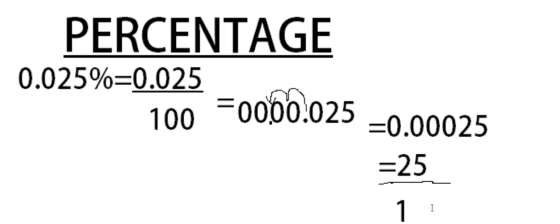Then count the number of digits that you have after the decimal portion. So how many digits do you have? 1, 2, 3, 4, 5. So I will write 5 zeros.